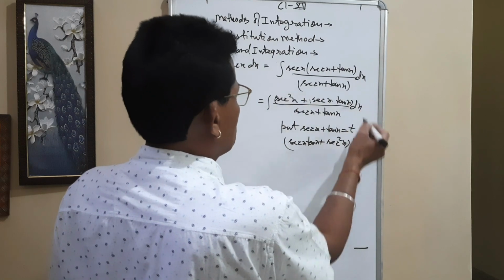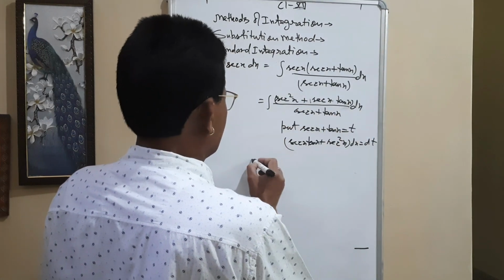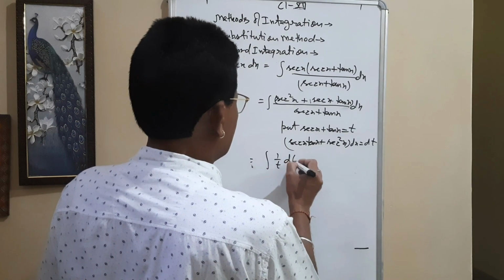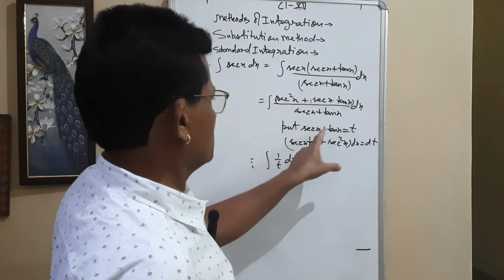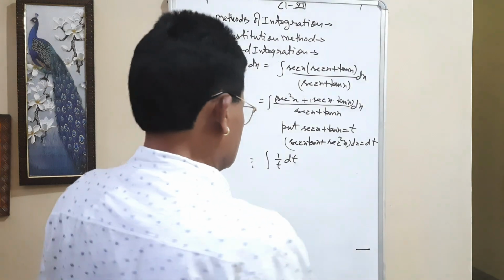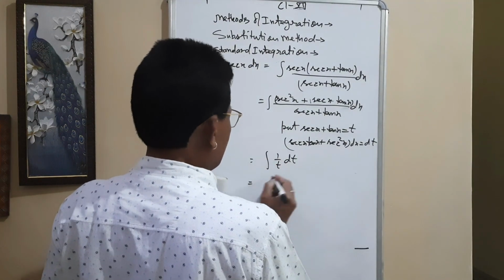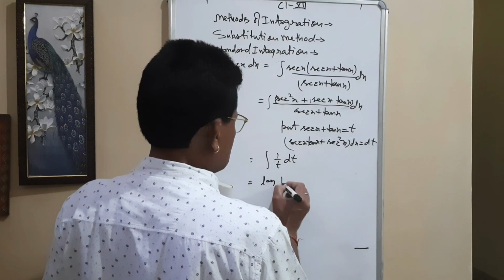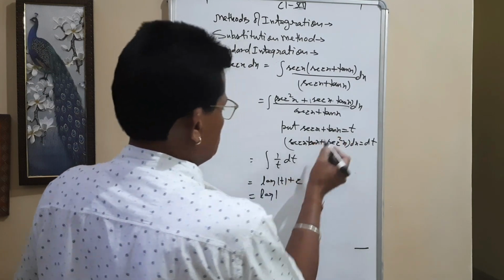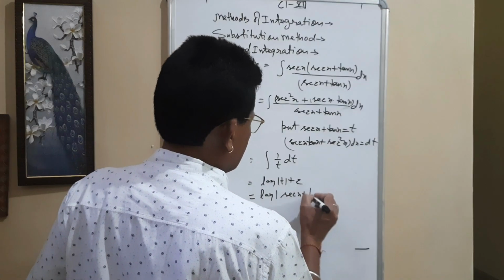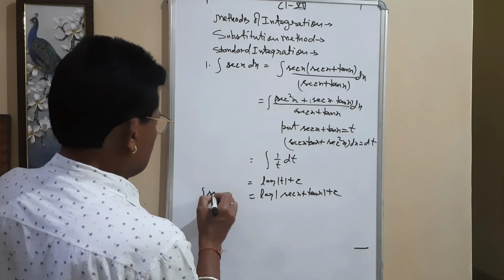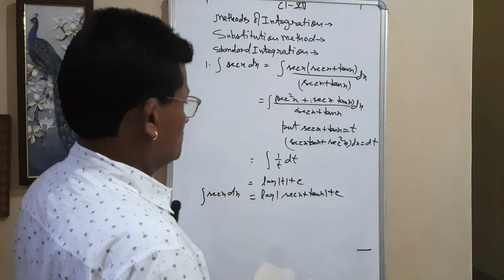That will be equal to dt only. In place of the denominator you will write t, so it is 1 upon t dt. I have changed it into the simplest form. It will be equal to log t plus c. In place of t, you substitute its value, sec x plus tan x. Most important, my dear student, this is the integration of sec x dx.